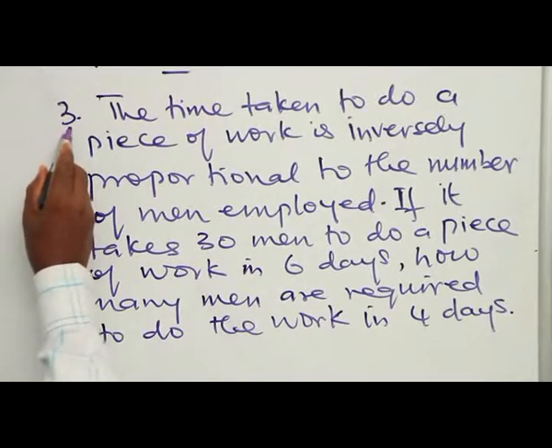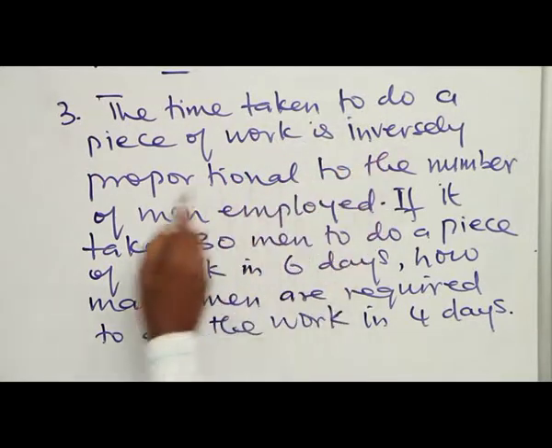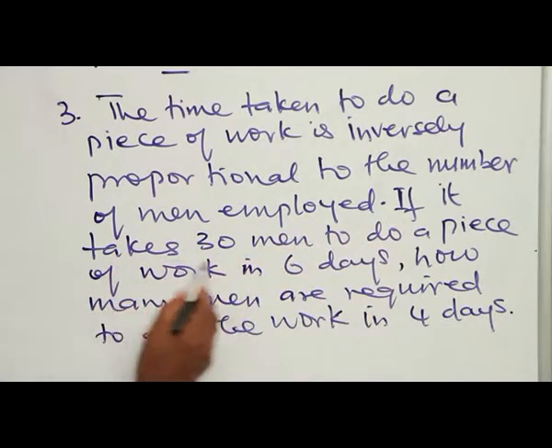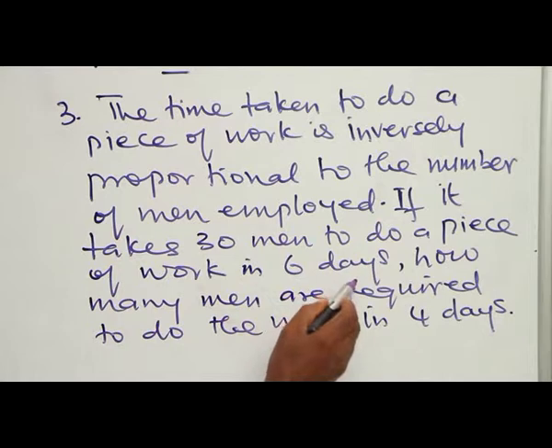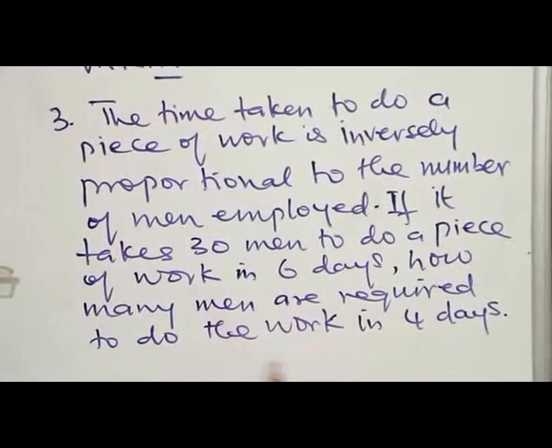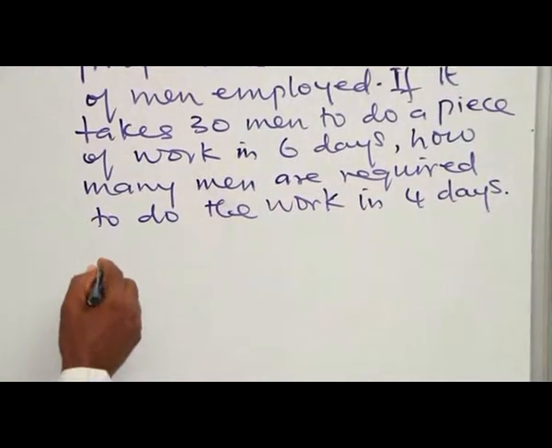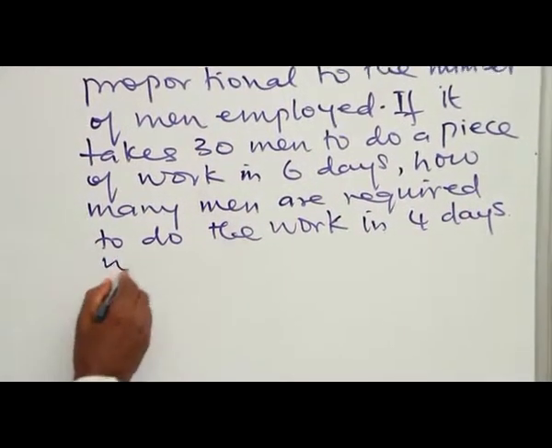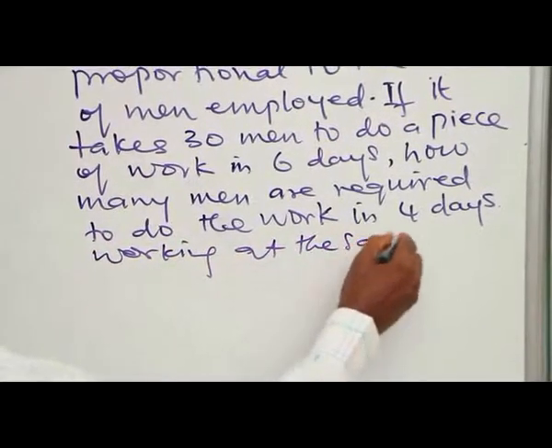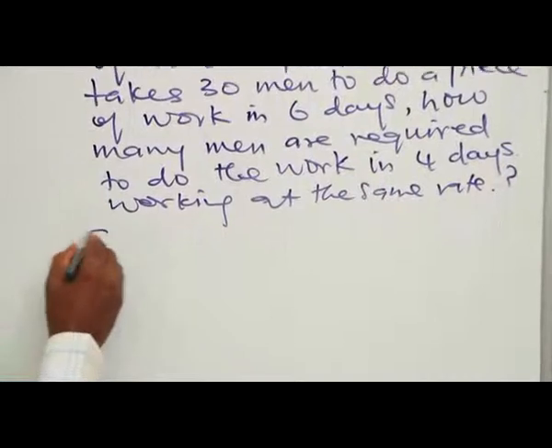Example 3. The time taken to do a piece of work is inversely proportional to the number of men employed. If it takes 30 men to do a piece of work in 6 days, how many men are required to do the work in 4 days, working at the same rate? Okay. Now, our solution.